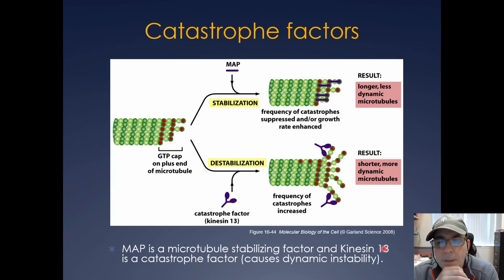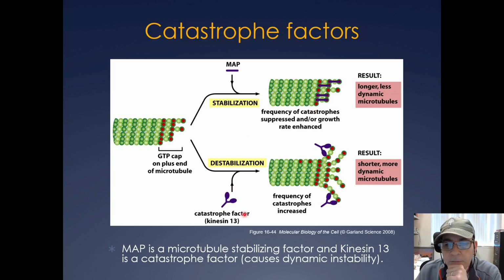Now, if you go back to part A of today's lecture, where we talked about dynamic instability, there are actually proteins that facilitate the dynamic instability and cause destabilization. These are called catastrophe factors. All right, so we've seen MAPs, which can bind to the microtubules and keep them stable, so they're a lot less dynamic, and you don't really have catastrophe events.